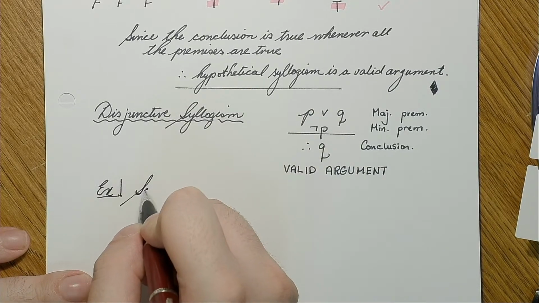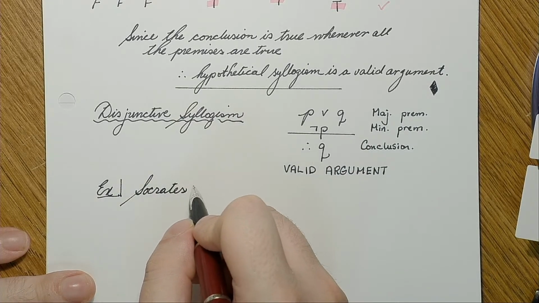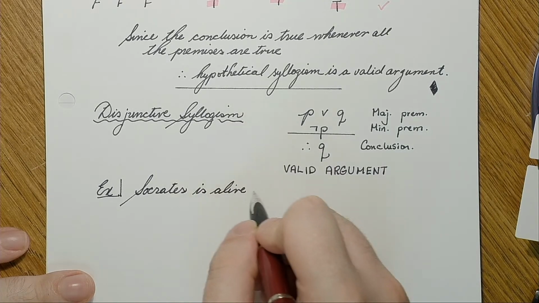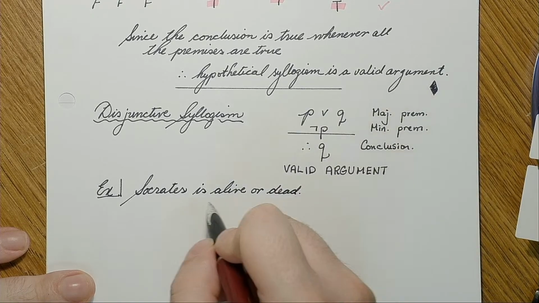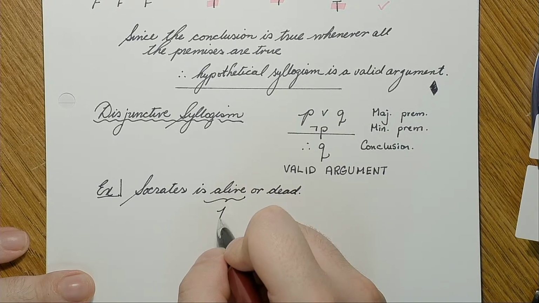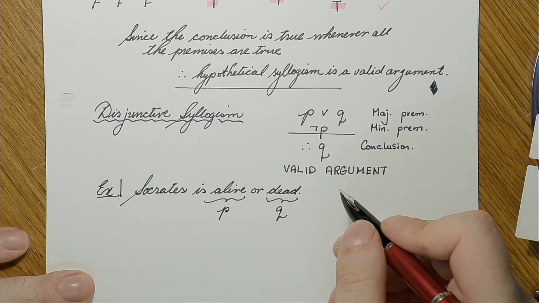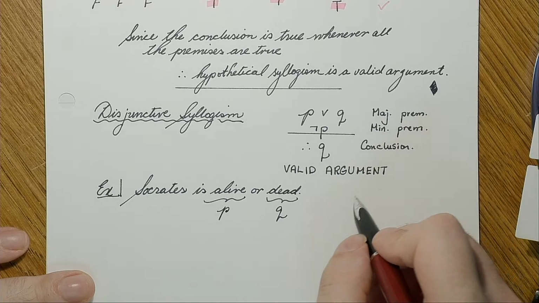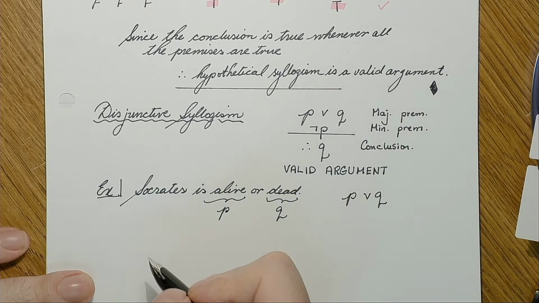Poor old Socrates. We're going to use him again. Socrates, we're going to say, is either alive or dead. Okay, so we'll say that this is P or Q.